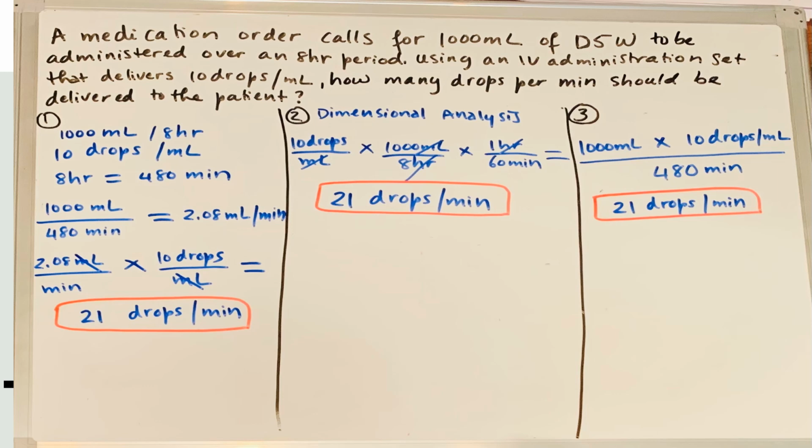So same answer. Lastly, we can use that equation that I talked about, which is rate of flow in drops per minute is the volume infused, in this case 1000 ml, times the drip set, in this case 10 drops per ml, divided by the time in minutes, in this case 480 minutes. And what's the answer? Anyone want to take a guess? That's correct, 21 drops per minute. So as you can see, you can use any of these methods to do those calculations.